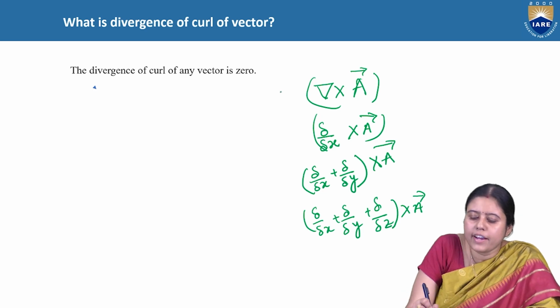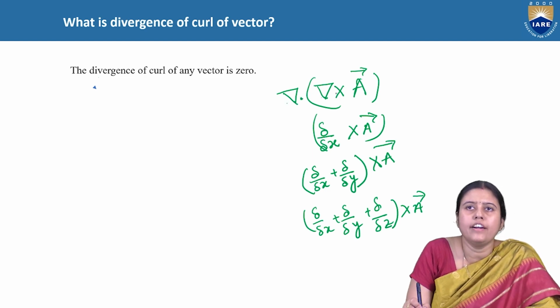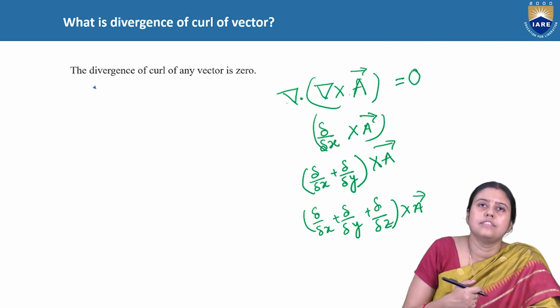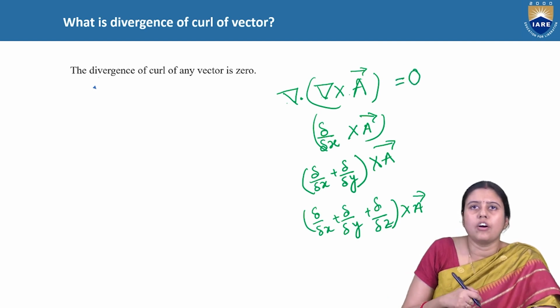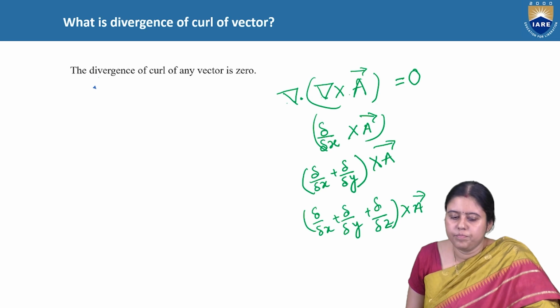So if we take the divergence, what is the meaning of divergence? Grad dot product of grad cross A, and the value is always coming as 0. So the divergence of the curl of any vector, if we calculate it, we will get the value 0.